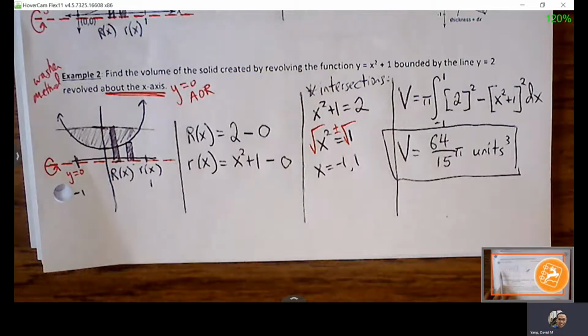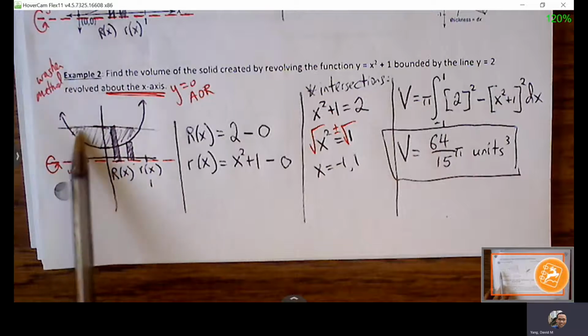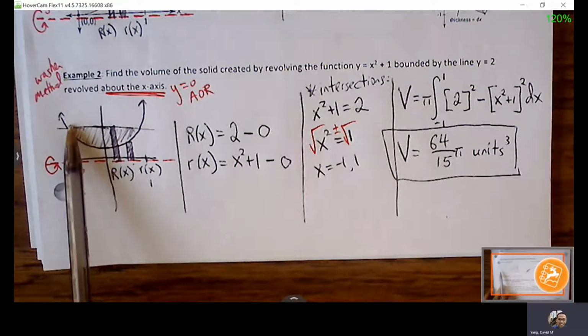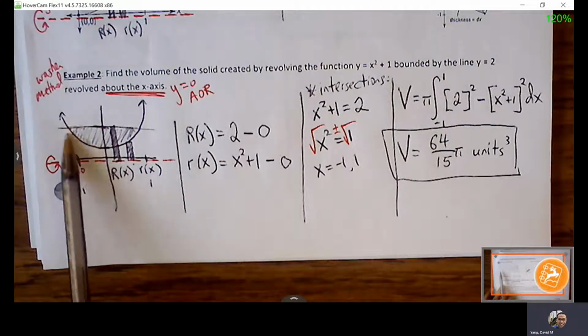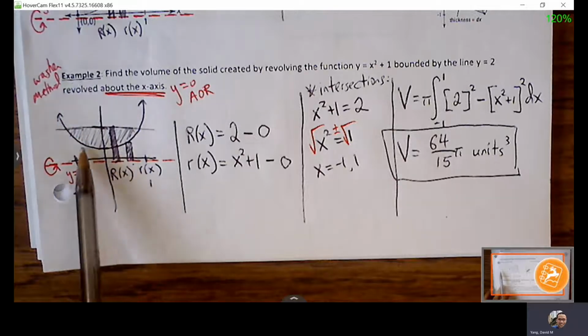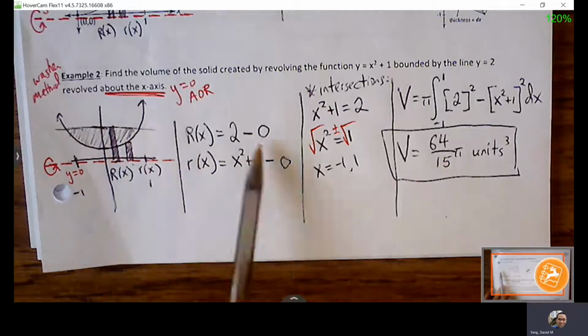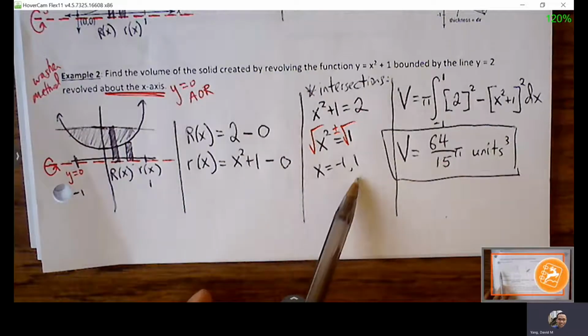What would happen if you only got one solution for x? If you only got one solution for x, that would mean we have to set up another intersection for the other boundary. But typically, because we only have 2 equations here, we know we're looking for 2 solutions, and we should always get 2 solutions that way.